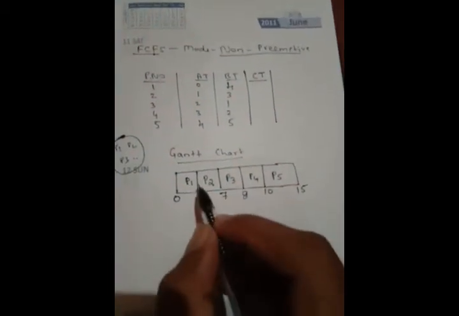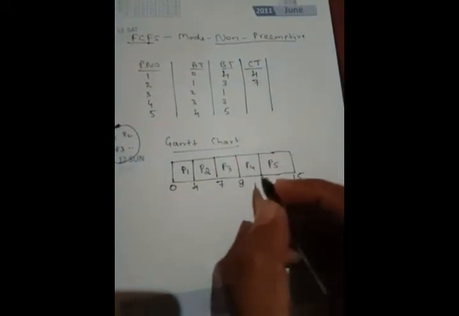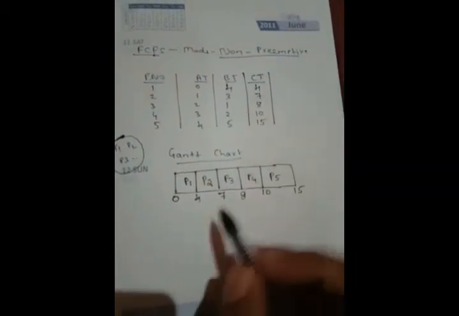CT is nothing but completion time. At what time has P1 completed? Completed at 4, isn't it? At what time has P2 completed? At 7. At what time has P3 completed? 8. P4, 10. P5, 15. Fine. So this is the completion time of the respective processes.